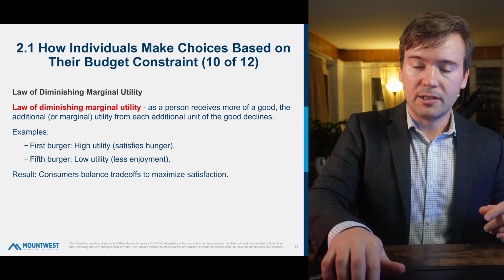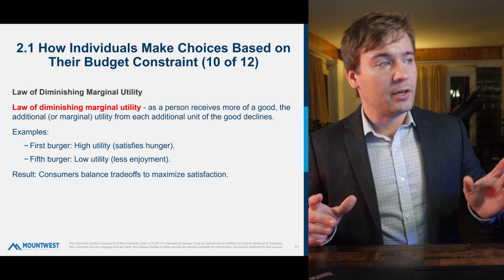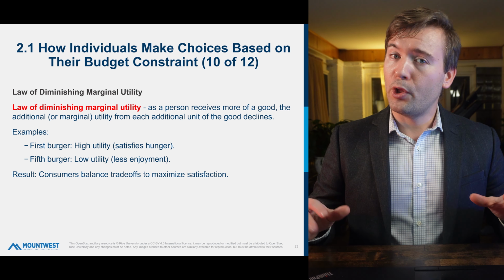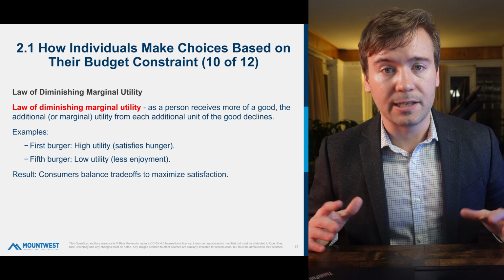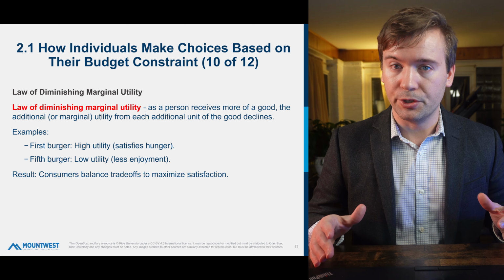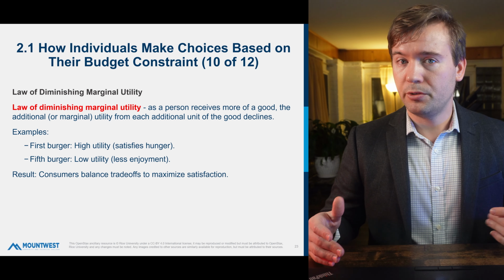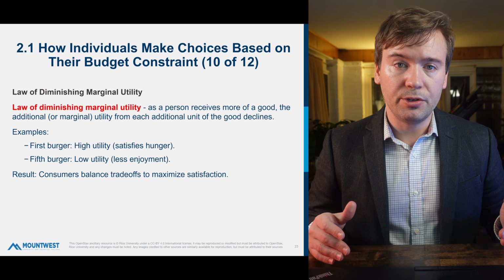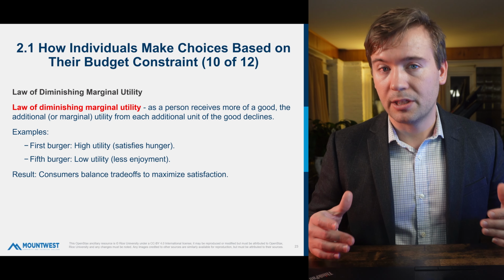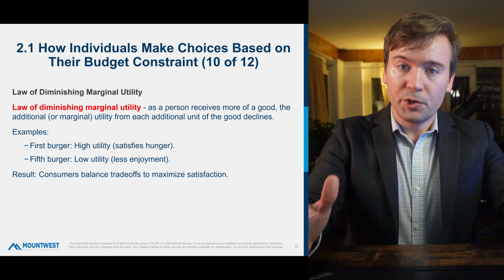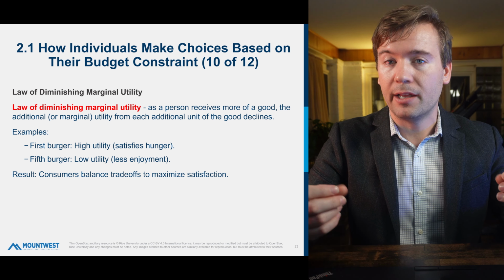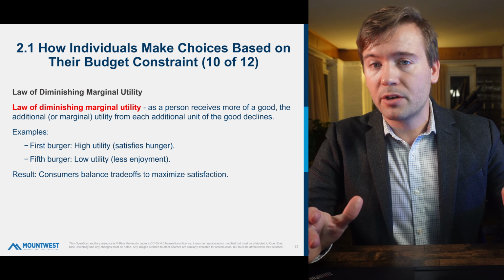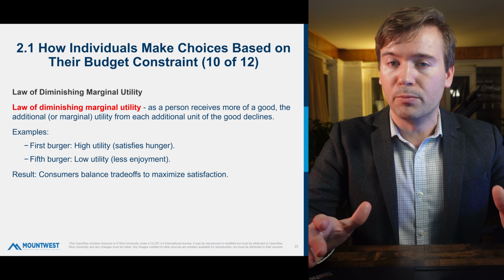So let's talk about utility just a little bit more. There is this law called the law of diminishing marginal utility, which states that as a person receives more of a good, the additional or marginal utility from each additional unit of that good starts to decline. So, for example, the first burger is going to provide a high level of utility because it's satisfying hunger. The second burger is going to help, right? If you want to eat 2 burgers.